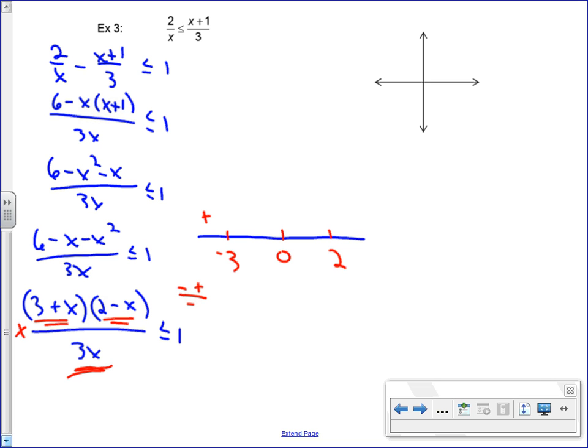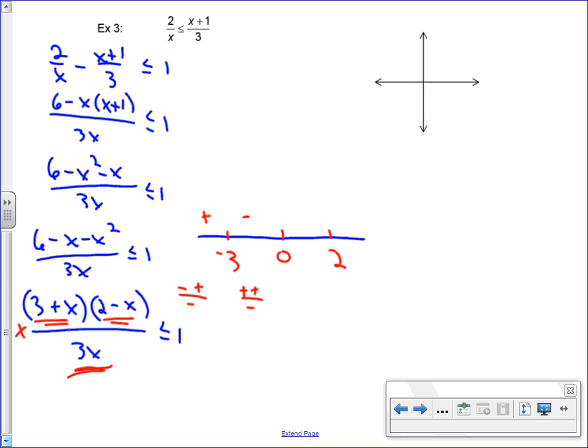So I don't want to skip over this because this is so important. You're going to check something like negative 1. 3 plus negative 1 is positive. 2 minus negative 1 is positive. And 3 times negative 1 is negative. Positive times positive divided by negative is negative.